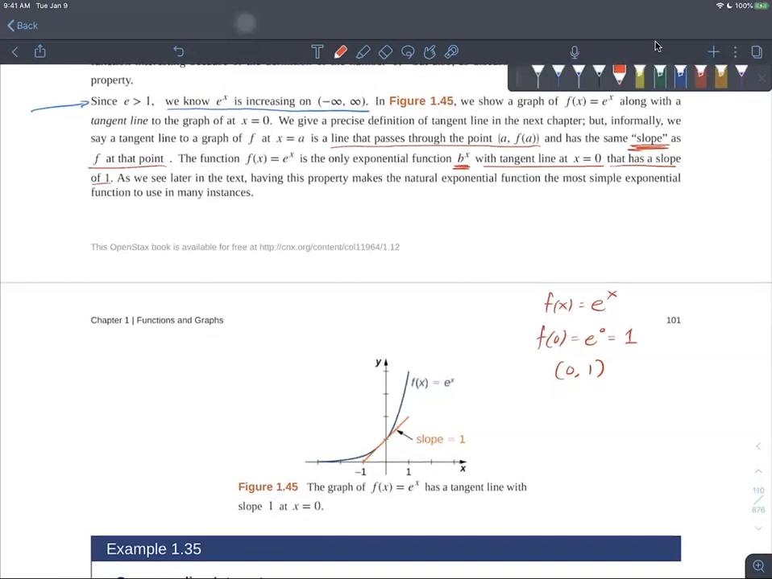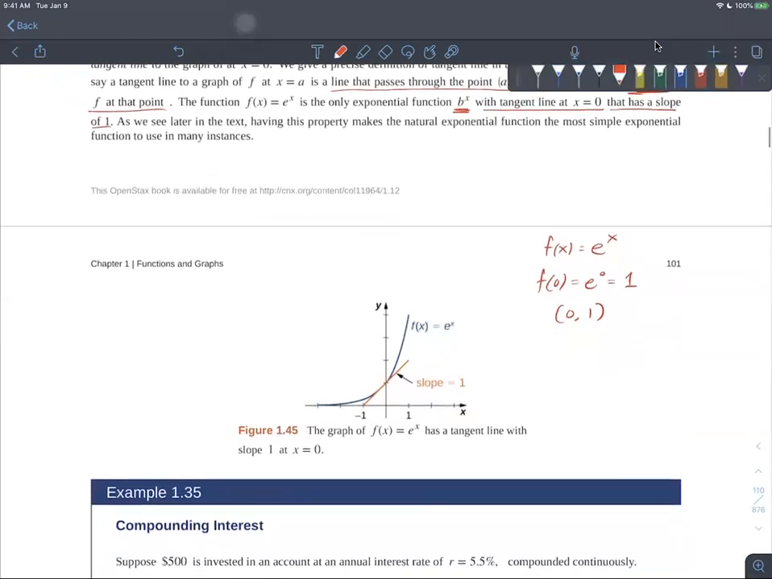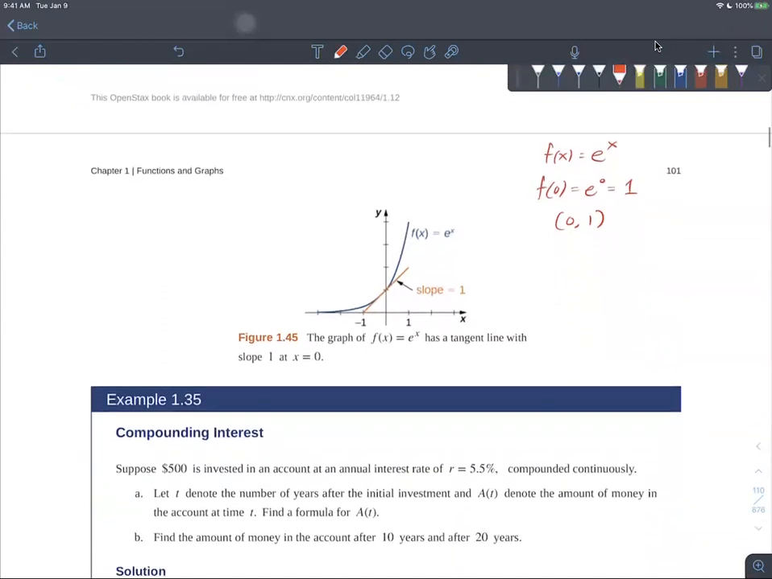As we see later in the text, having this property makes the natural exponential function the most simple exponential function to use in many instances. And you will see this function come up a lot later in this text.